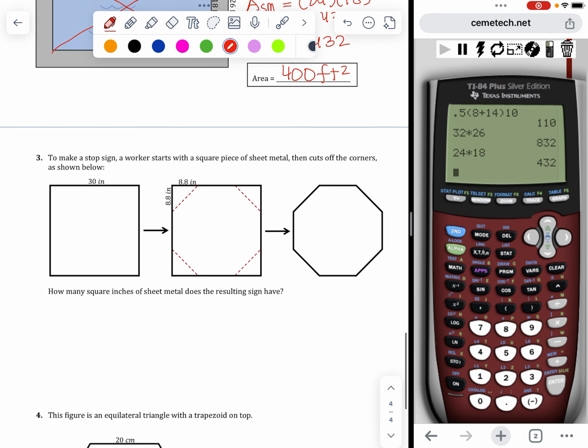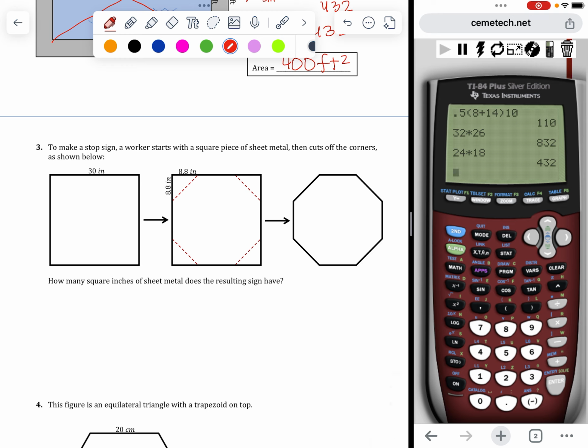All right, here's our next one. To make a stop sign, a worker starts with a square piece of sheet metal and then cuts off the corners as shown below. How many square inches of metal does the resulting sign have? So it started off as this, and then I got rid of this, this, and this, and this.